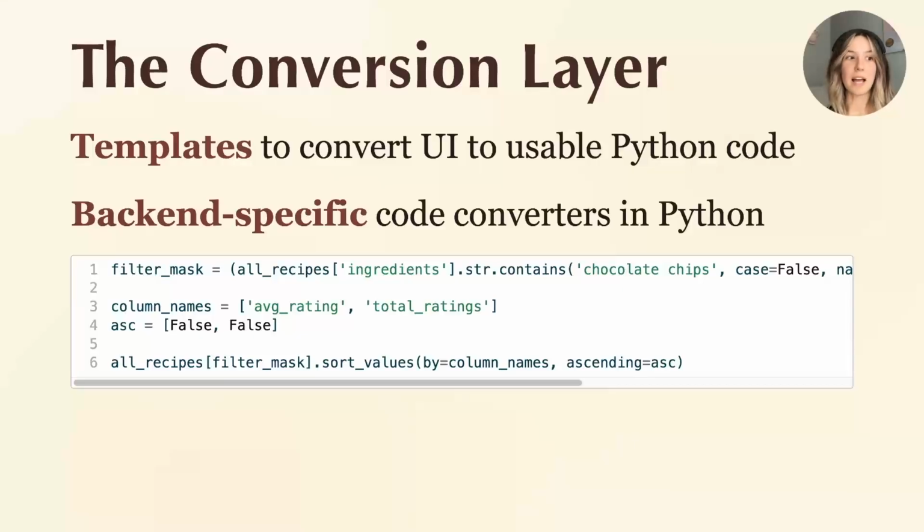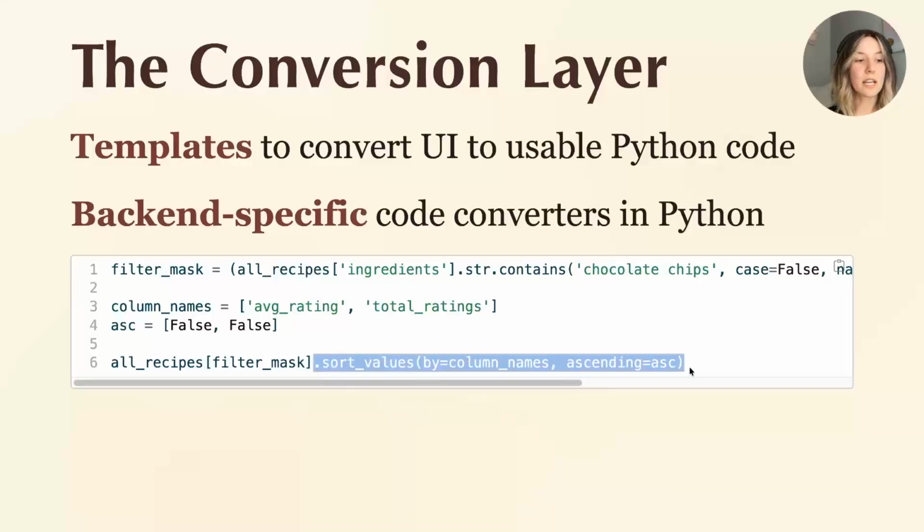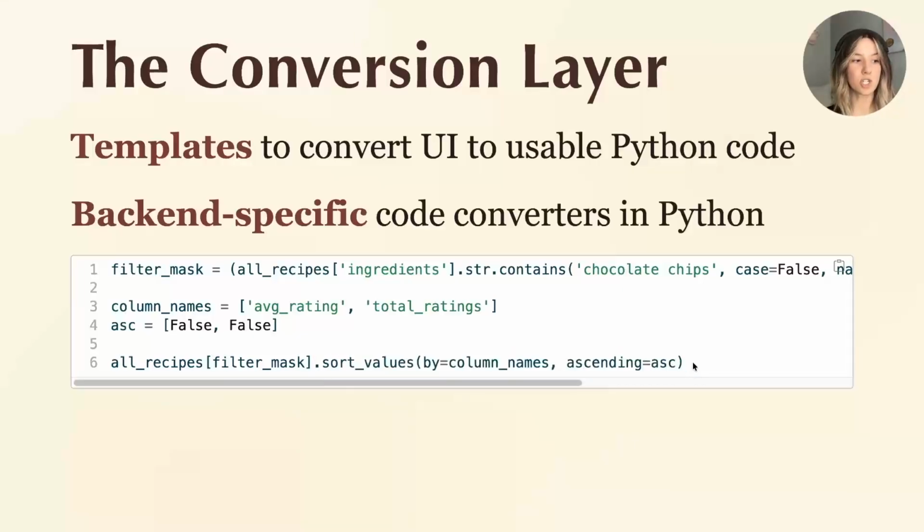Same as the filter mask. To do this sorting in Python, it's a method chain where we do a dot sort values, and we can pass in a list of column names and a list of ascending or descending per column name. This mix of structured information along with string manipulation allows us to make very rich templates. We're able to test this as well by having mock Jupyter Comm inputs and making sure that the output is what we would expect.